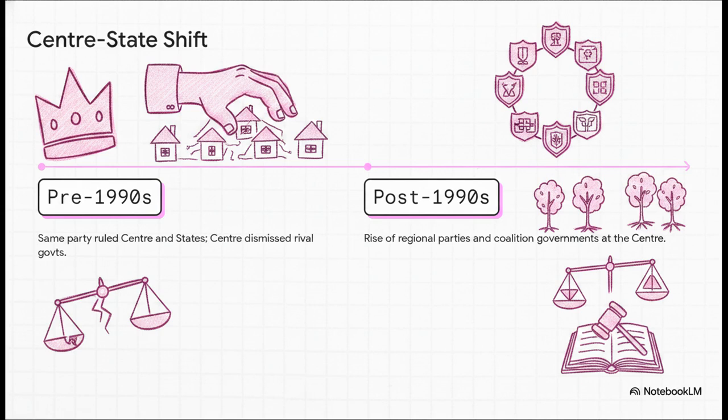But the post-1990s era, that saw a massive shift. We witnessed a huge rise in regional political parties, ushering in an entirely new culture of respect for state autonomy. This shift was also backed up by some major Supreme Court rulings that made it incredibly difficult for the central government to just arbitrarily dismiss state governments.